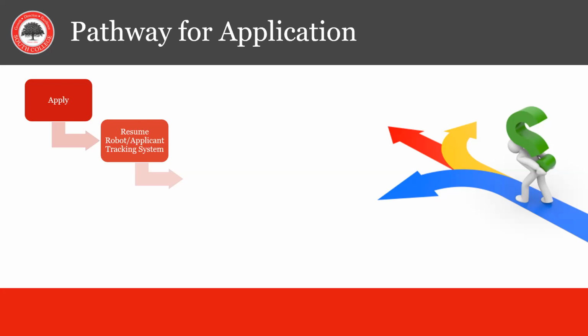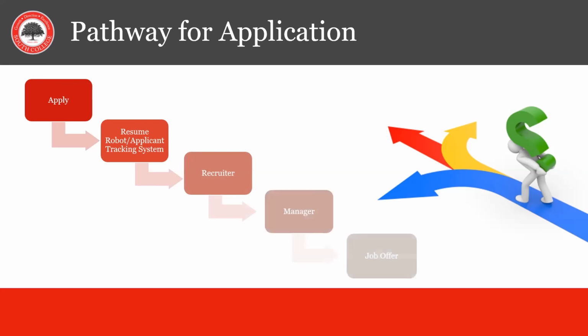Once it goes through that applicant tracking system, at that point it's going to go to the recruiter. That recruiter is the person who decides whether your information should go on to the hiring manager, who would make the final decision on whether or not you should be the individual to receive that job offer.